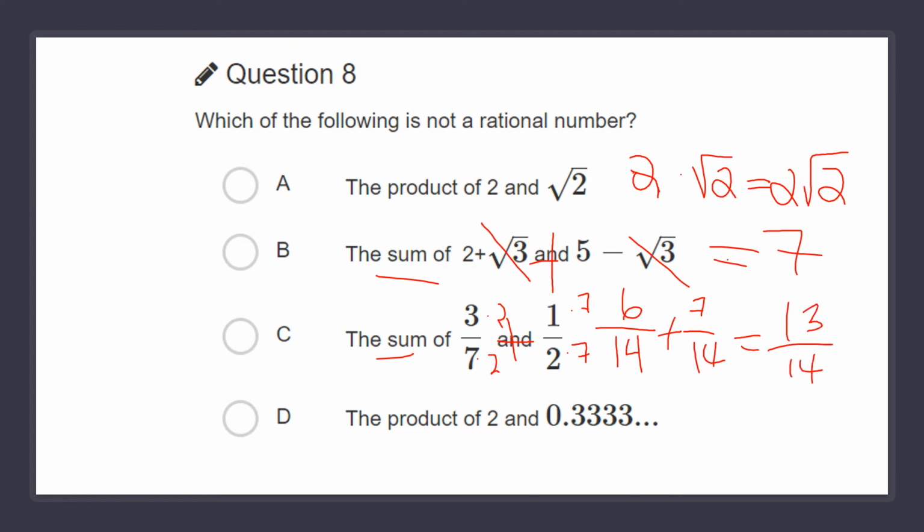That is rational. And the product of 2 and 0.3 repeating, product means multiply. So 2 times 0.3 repeating is 1/3. So 2 times 1/3 is 2/3, which is still rational. And again, you didn't have to go through and get all of these answers. I just wanted to show you that B, C, and D are all rational numbers, but A is irrational.